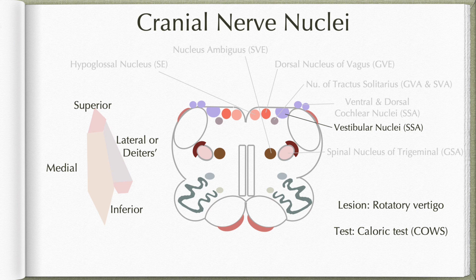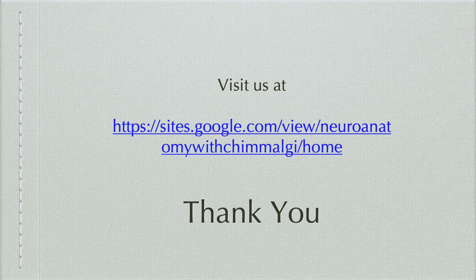We shall discuss the cochlear nuclei along with the pons. So with that, we come to the end of all the cranial nuclei within the medulla oblongata.